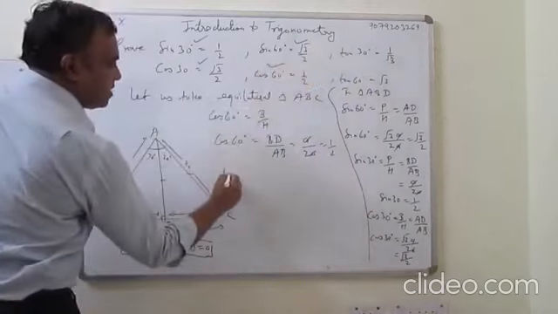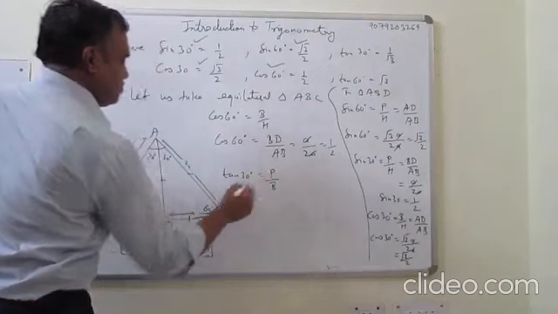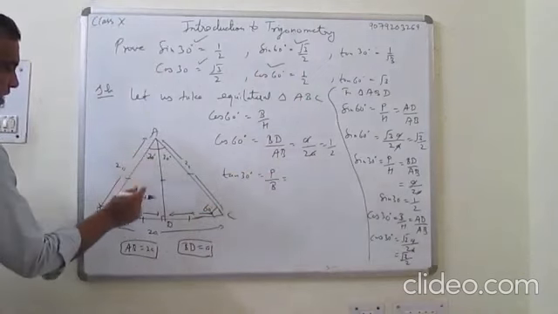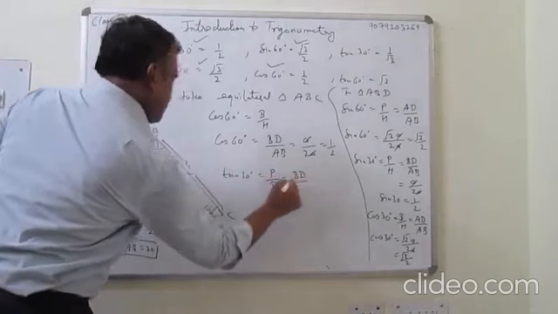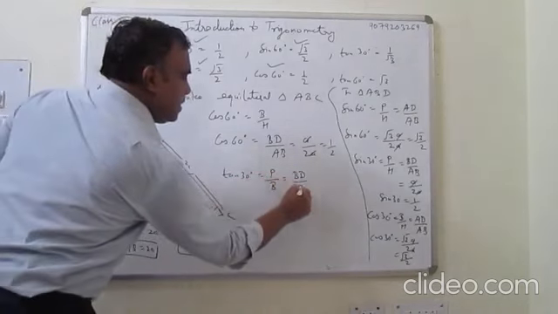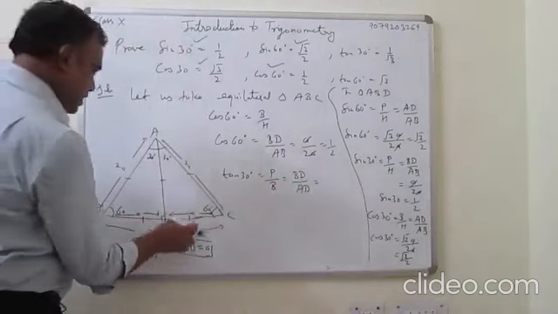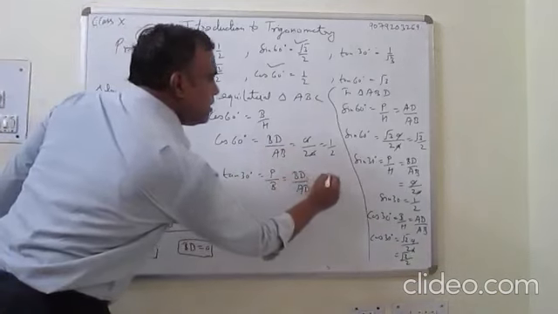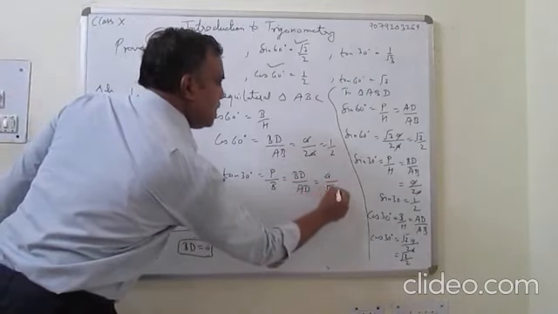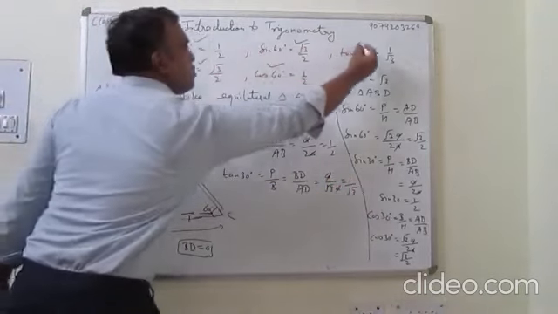Now I will take tan 30. Tan 30 is P upon B. What is P? If it is 30, P is BD upon AD. What is BD? BD is A and AD is root 3A. This is cancelled out. This is 1 upon root 3. This I have also proved.